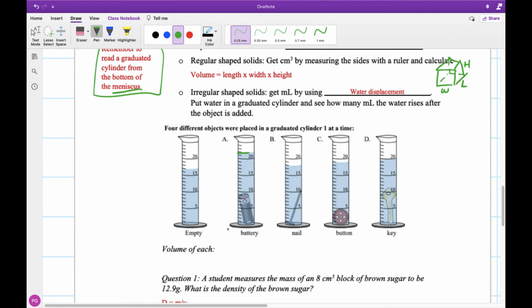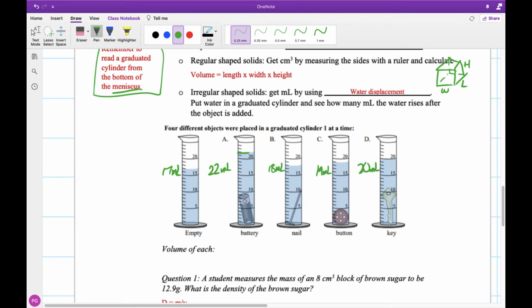So let's look at some examples down here. Our first one here, we can see that when it's empty or just filled with water, we have a volume of 17 milliliters. When we have our battery placed in here, our volume goes up to 22 milliliters. For our nail, it goes up to 16, 17, 18 milliliters. Over here, we're at 19 milliliters with the button, and with the key, we're at 20 milliliters.